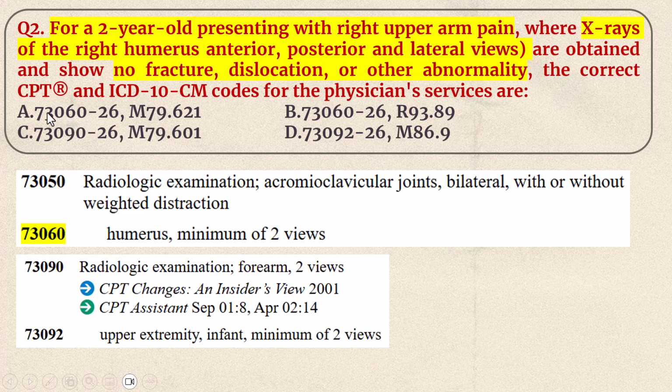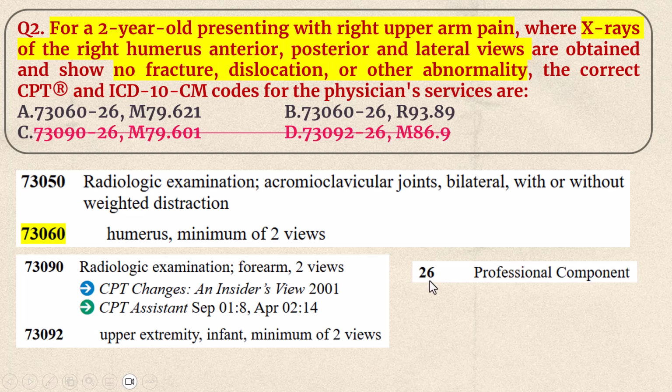So you can see the answer. A has the 73060 and B also has the 73060. But the additional modifier 26 is used because after taking the X-ray, the physician interpreted that there's no fracture, dislocation, or other abnormalities. In this case, the modifier 26 should be used because there's a professional component. Because the physician interpreted the X-ray that there's no dislocation. So for this professional component, you have to add the modifier 26. So you can eliminate the answer C and D. So let's check the ICD-10-CM codes.